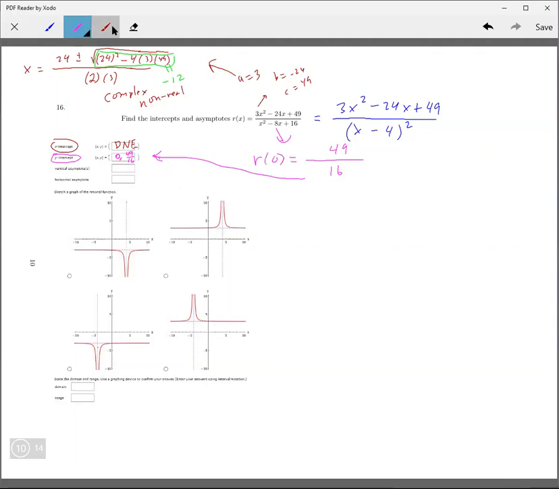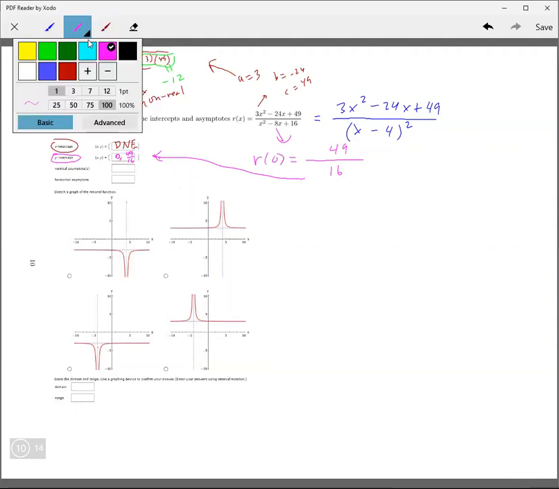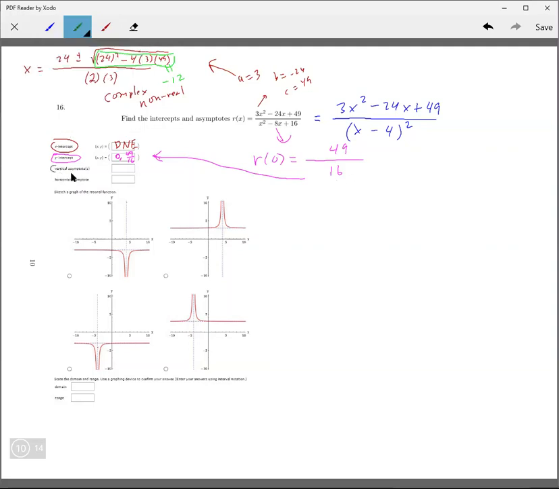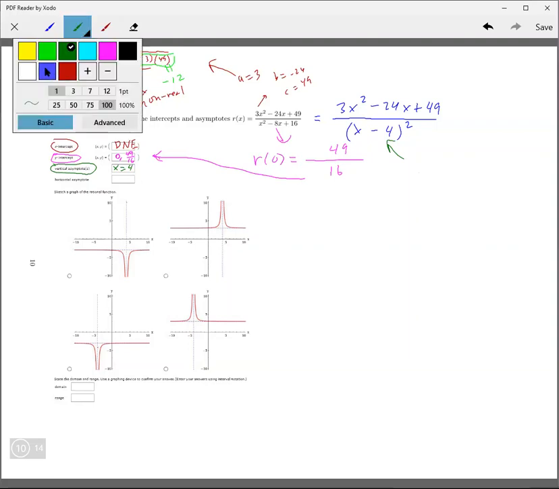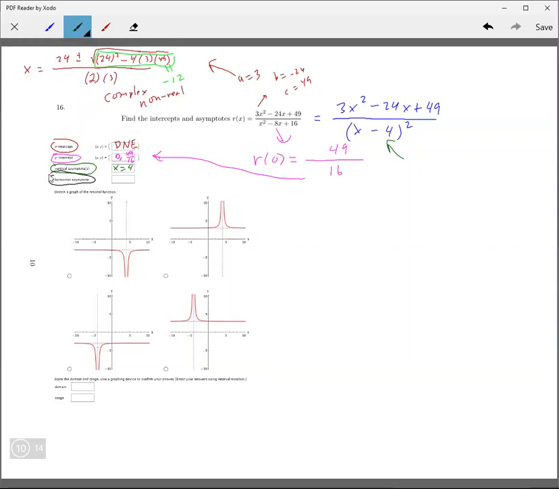Okay, vertical asymptote. Let me choose another color. The vertical asymptote comes from the denominator, and that's going to be x equals 4. Horizontal asymptote, running out of colors, let me try black. For that one, you look at the highest order terms, and that's going to be 3 over 1 or 3. So y equals 3 for the horizontal asymptote.